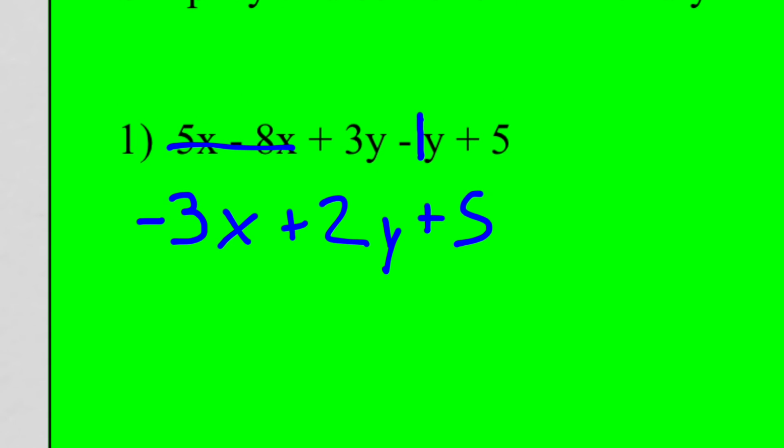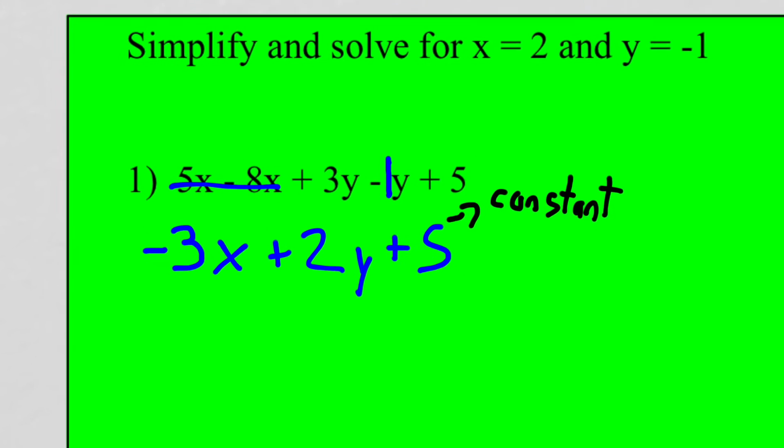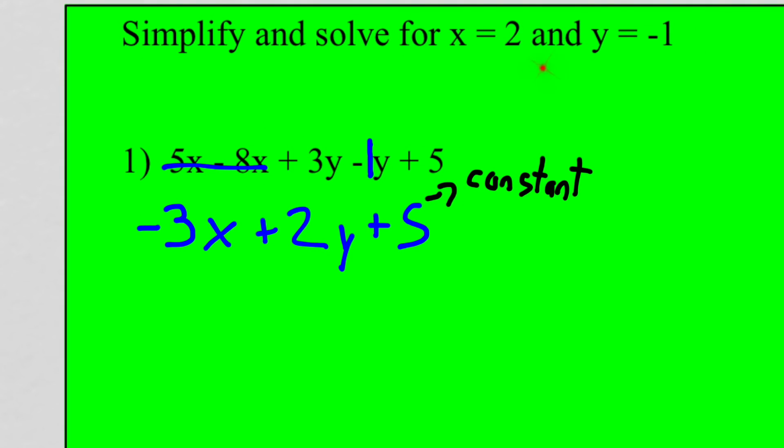And remember, this brings up another algebra term. If a number has no variable part, we call that guy a constant. So that's as simple as we can make this math expression. We can't combine the 5 with the y or the x because it doesn't share the same variable part. But what I can do now is solve this expression by substituting in these values for x and y.